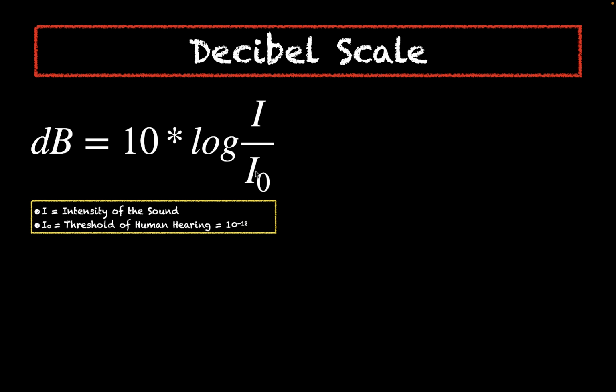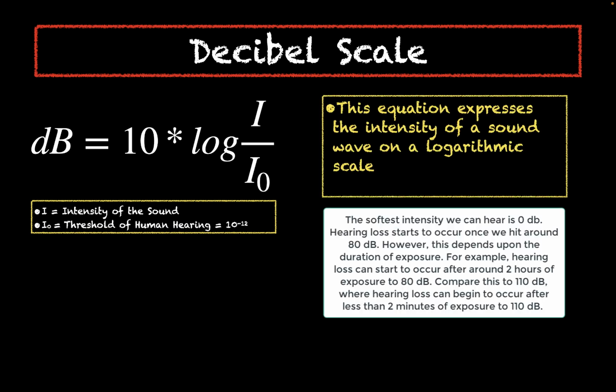The louder the sound, the greater the amount of decibels the sound is. And that's incredibly important to understand as well. So this equation expresses the intensity of a sound wave on a logarithmic scale. Now the softest intensity we can hear is 0 decibels. Hearing loss starts to occur once we hit 80 decibels. However, this depends upon the time of exposure.